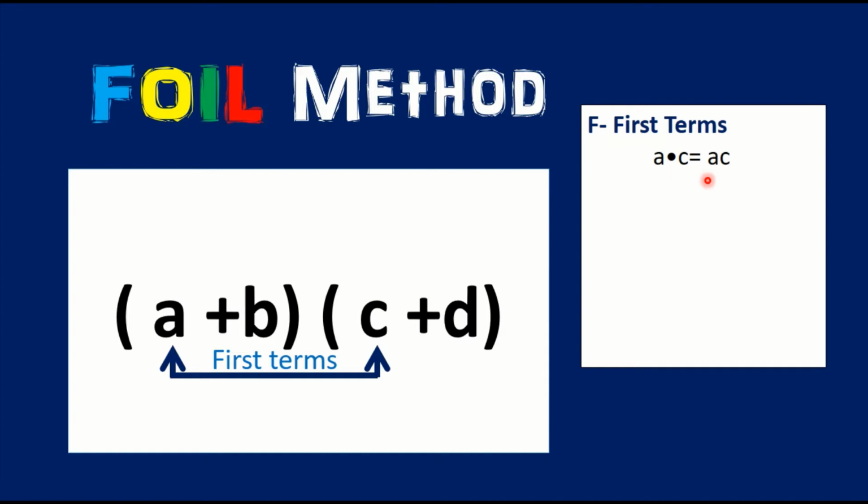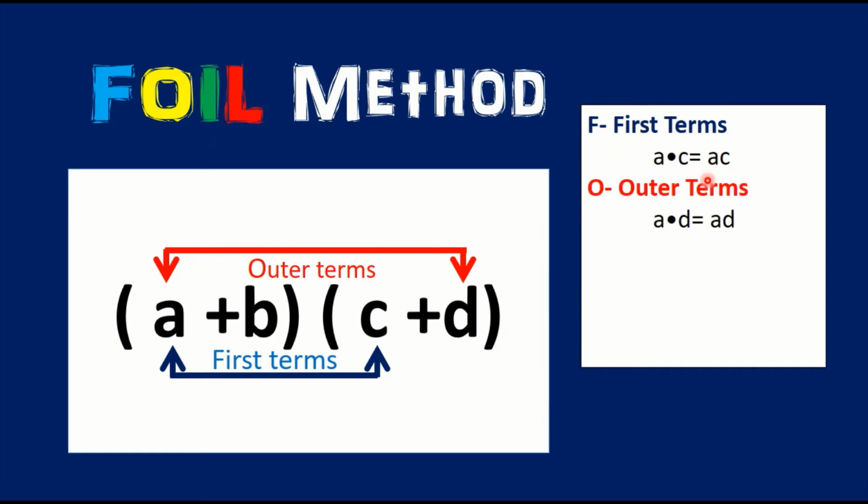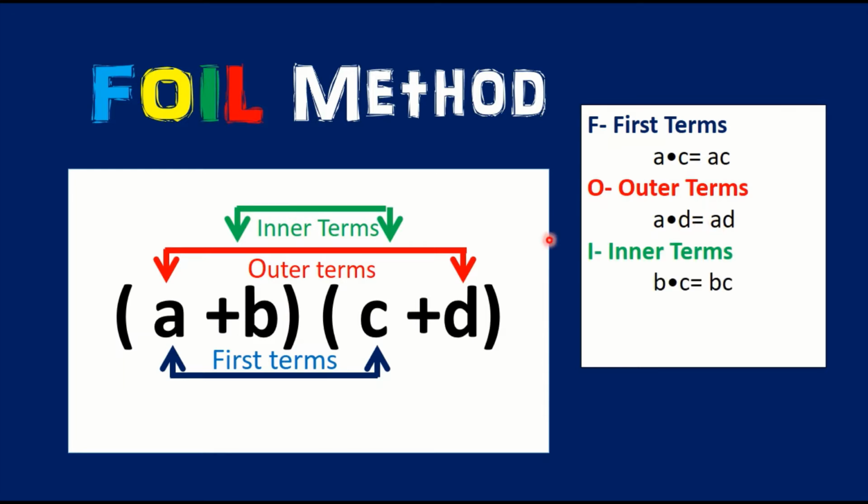Next, multiply the O terms, or the outer terms. Here, the outer terms are A and D. Its product is AD. A times D equals AD. Next, after O, we have the inner terms, or I terms. The inner terms are B and C. Get its product, and it is BC.